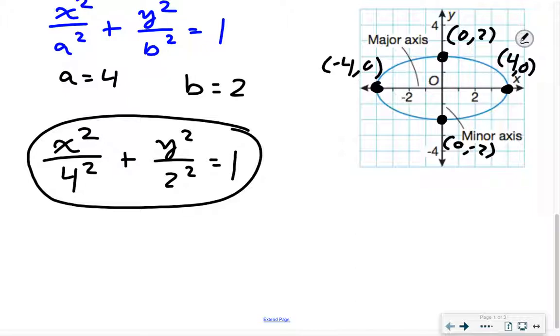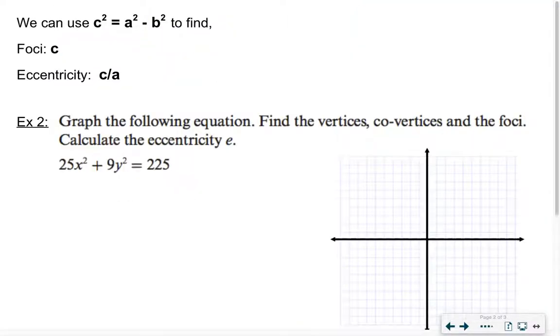And again, it's set equal to 1. That's going from the graph to the equation. What they're going to ask you to do a lot of is go from the equation to the graph. Before we do that, there's a couple of other things that we need to put in our notes.